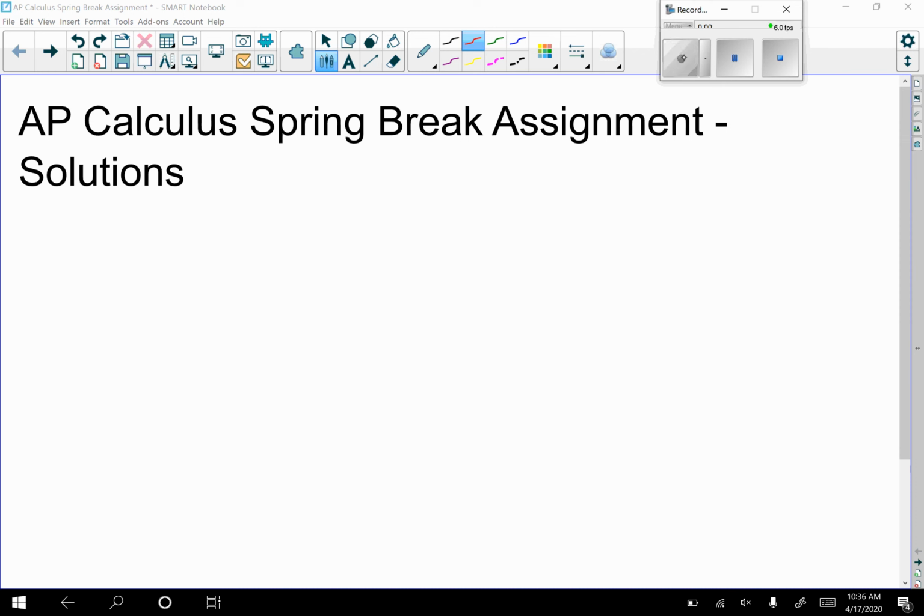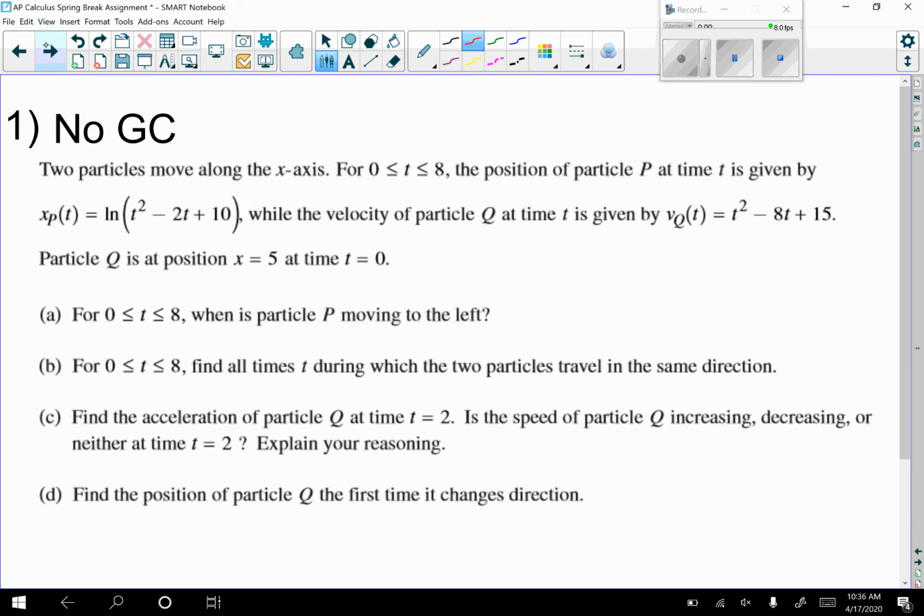Here are the solutions to the 2 free response questions I assigned over spring break. Again, you got 5 points for just completing to the best of your ability each problem, but now you can go through, check the solutions, as well as the point values assigned to each part of the problem. So both of these were no calculators.